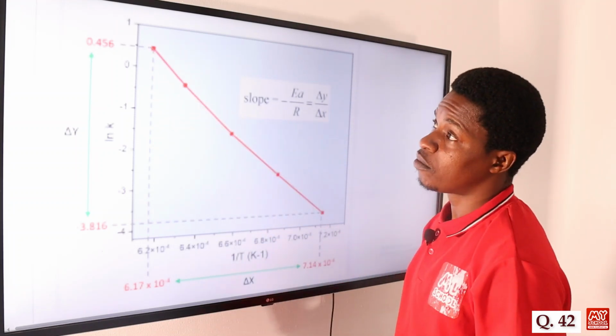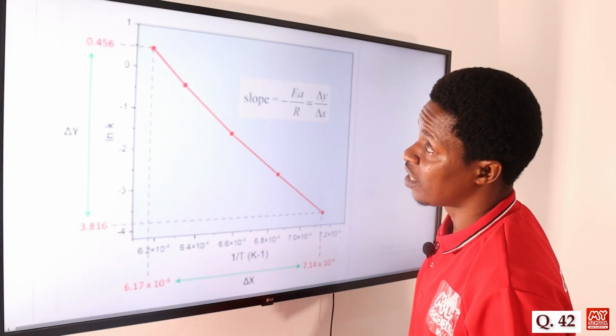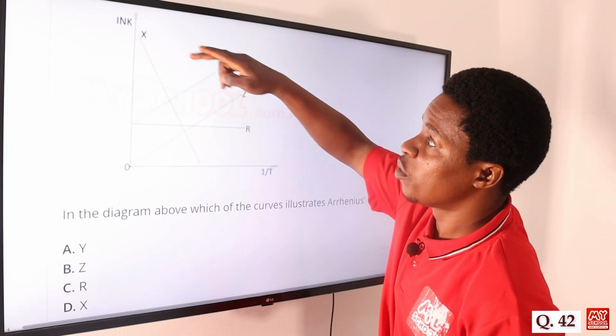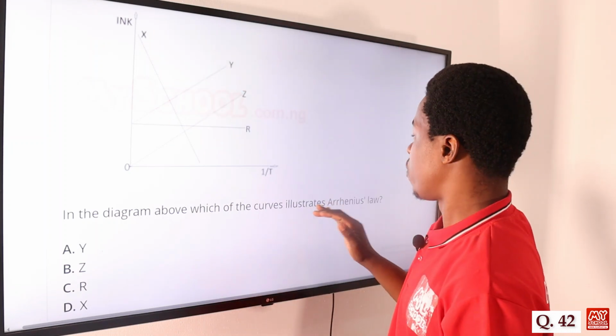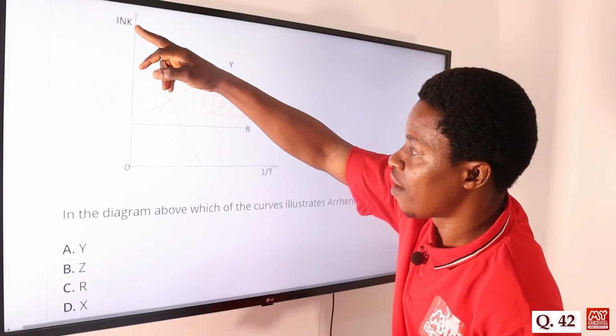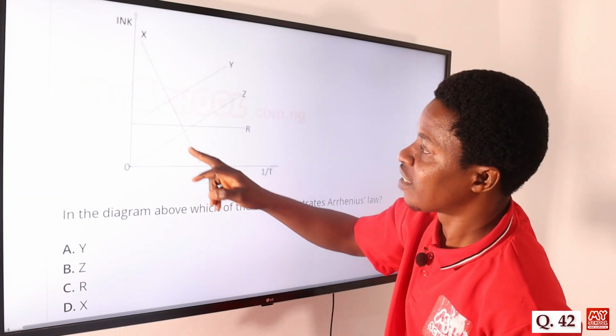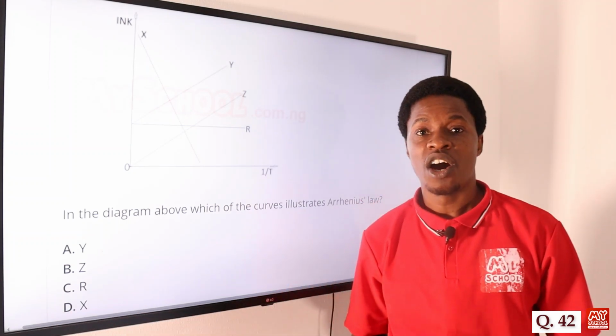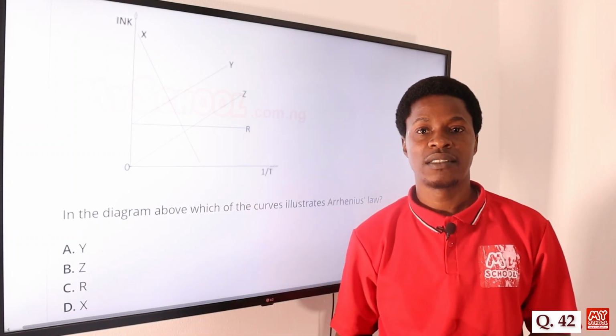So now let's move back to our question to pick the correct answer. From what we just saw, among all of these curves, which one illustrates the Arrhenius law? We saw that graph sloping this way, and of course that is X. So the correct answer is option D, curve X.